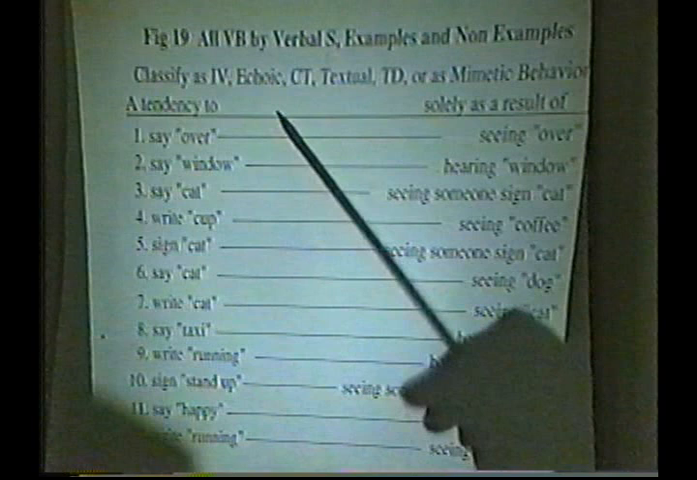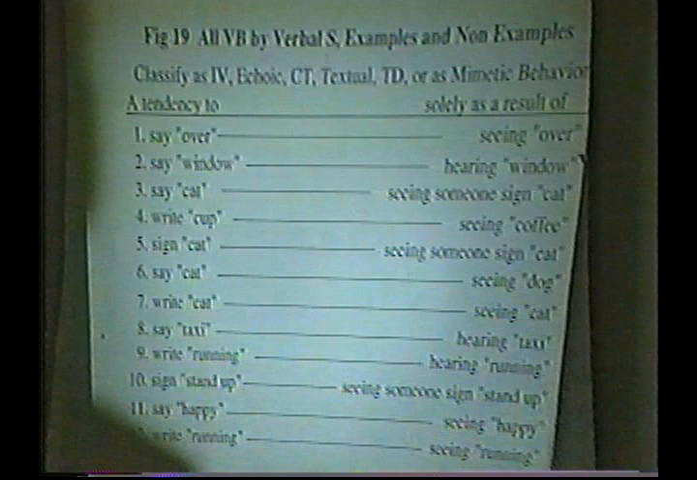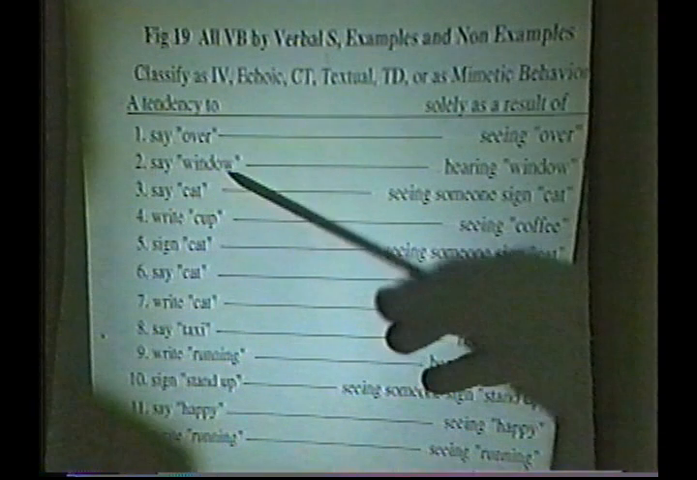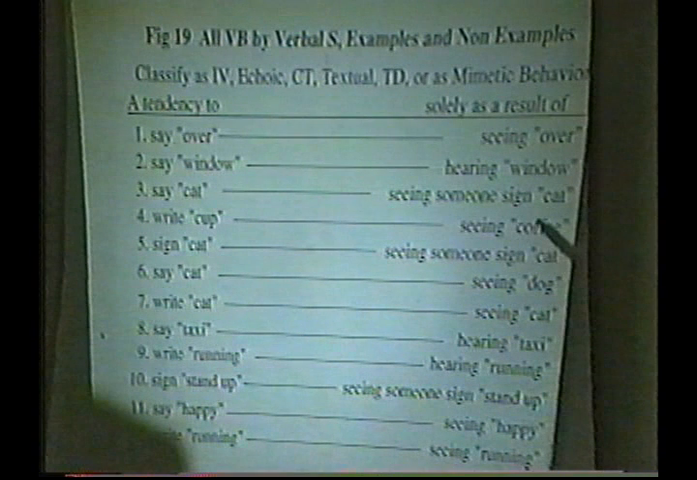Now, someone said window, and you heard it, and now you say the same thing. That's echoic behavior. The stimulus is visual, the response product is visual, and they resemble each other. So that's echoic behavior, saying what you hear said. Say cat as a result of seeing someone sign cat.